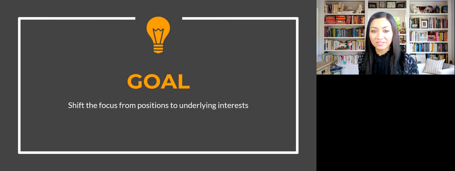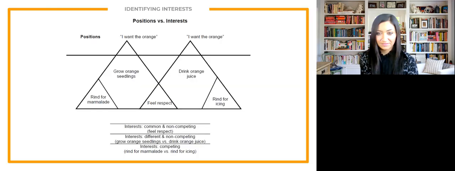The goal here is to shift the focus from positions to underlying interests. This diagram highlights the difference between positions and underlying interests, as well as the importance of identifying them. On the surface, or above the line in this diagram, there are two people that want just one orange.